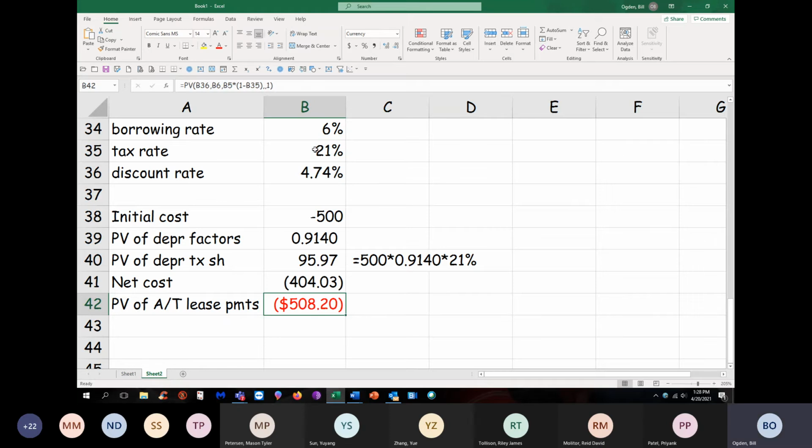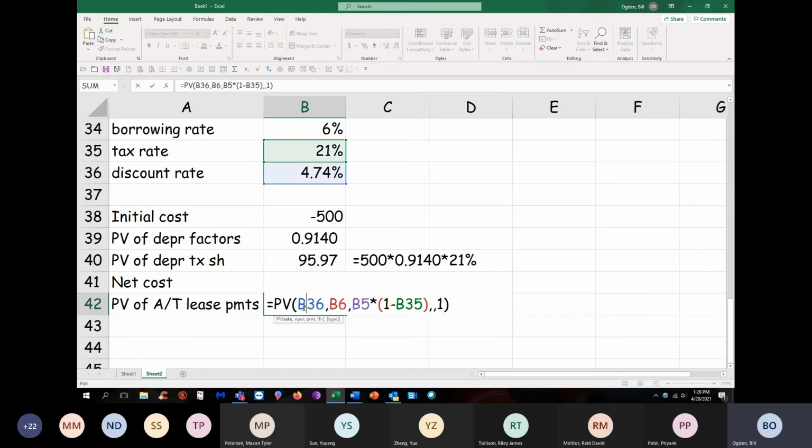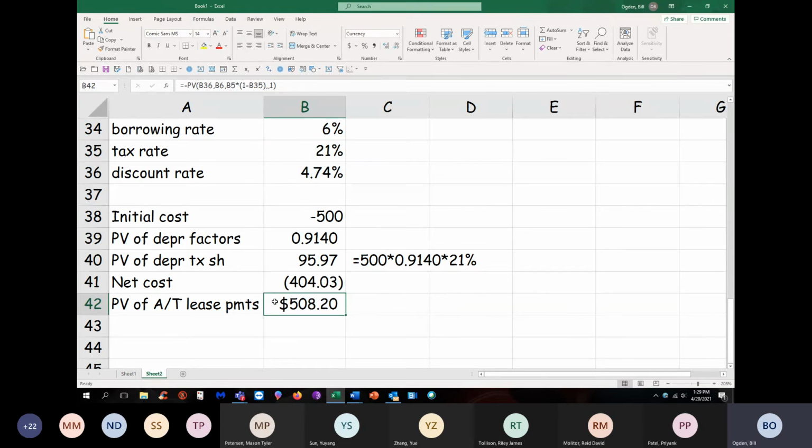So I have, oh, one other thing. I should have anticipated this. You can anticipate that the present value function will follow Descartes' law. If you enter a positive lease payment, it'll give you a negative present value. So anticipating that, I should have placed a negative sign here, because to the lessor, these payments are positive, so the present value should also be positive. And there we go.